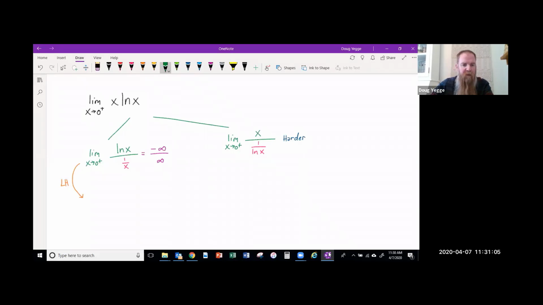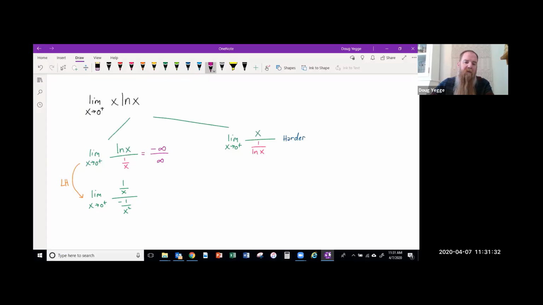All right, well, that just means differentiate, and we get the limit as x approaches 0 from the right of, well, the derivative of ln x is 1 over x. The derivative of 1 over x is negative 1 over x squared. Okay. Any questions there? So we just differentiated the top and bottom.